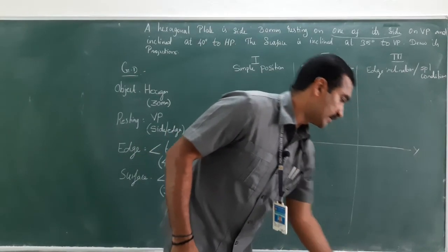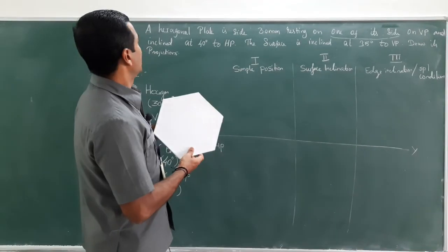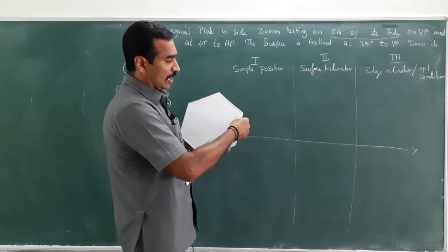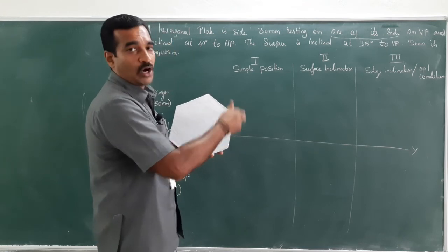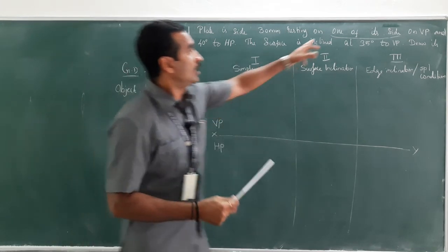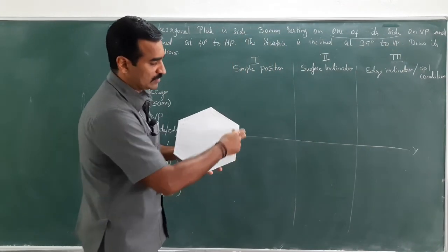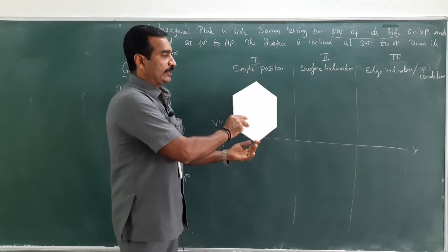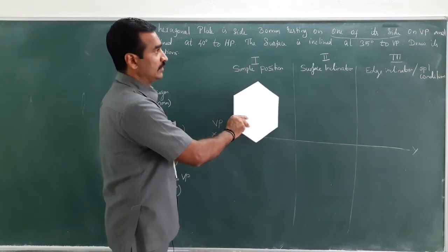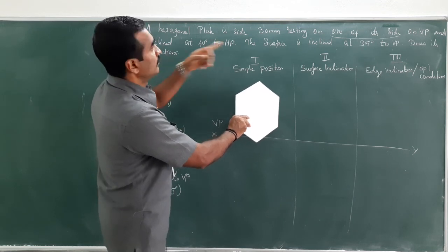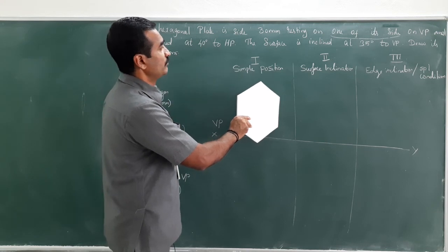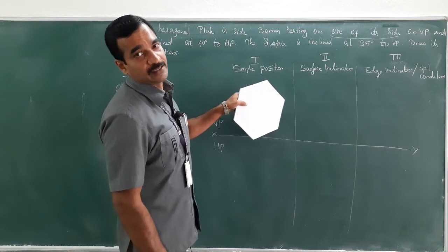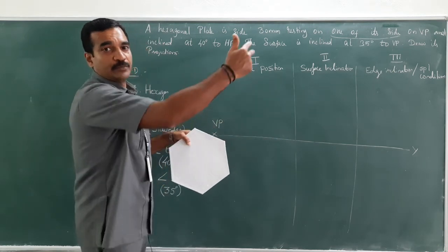Here the object is in this manner. Look at here, the surface is inclined to VP. It's resting on side. So we always keep the side or the condition on the right hand side. The condition here is resting on one of its sides. The surface is inclined 35 degree with VP. Next, the side is inclined 40 degree, so that needs to be tilted. It could be something like this.